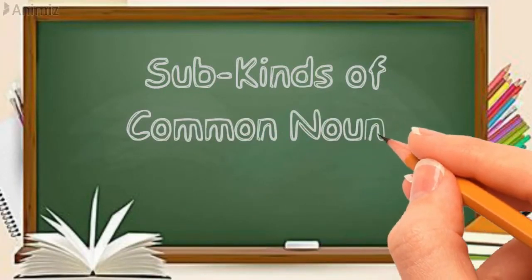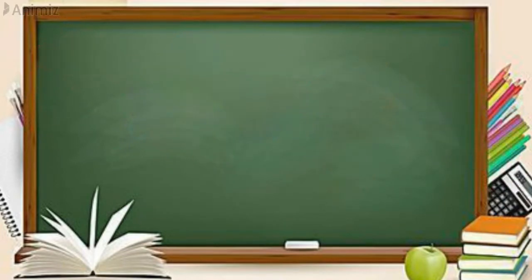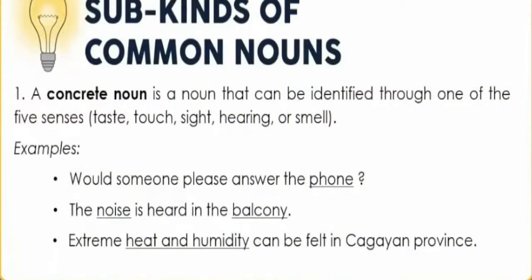Subkinds of common nouns. So yung first subkind ng common nouns ay yung tinatawag nating concrete noun. When we say concrete noun, a concrete noun is a noun that can be identified through one of the five senses. So kapag nakikita mo, nalalasahan mo, naaamoy mo, natatouch mo, naririnig mo, that's an example of a concrete noun.